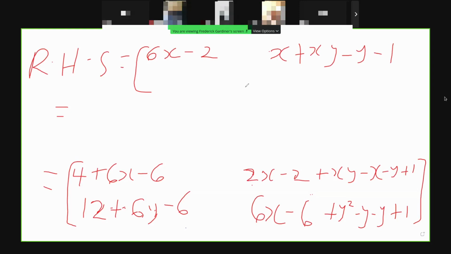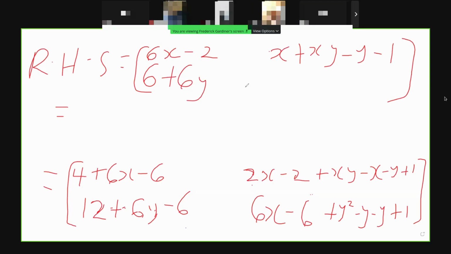So that's the best simplification we can do for the first row. Now let's come to the second row. The second row, what's going to happen? We are going to have 6x plus 6y plus 6y.